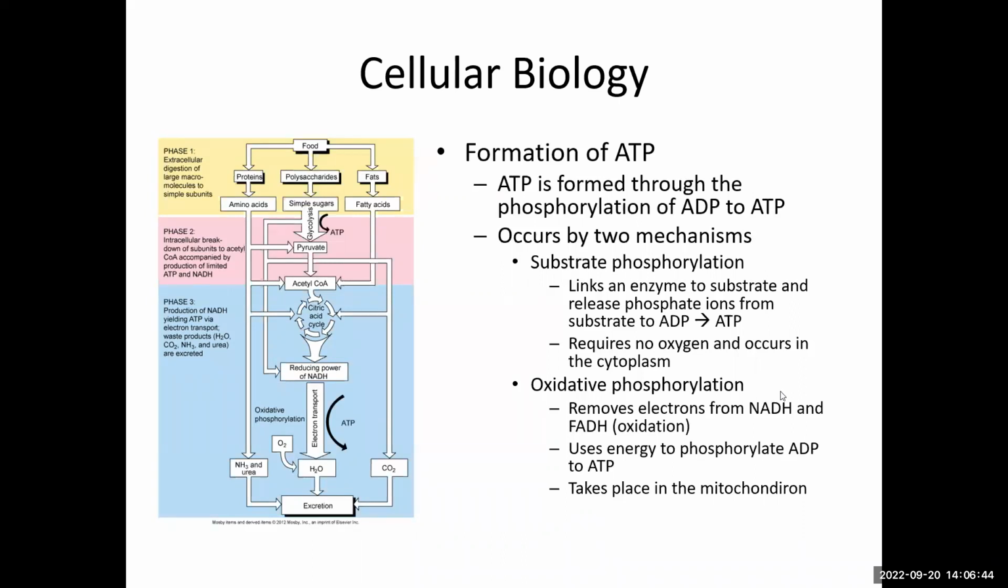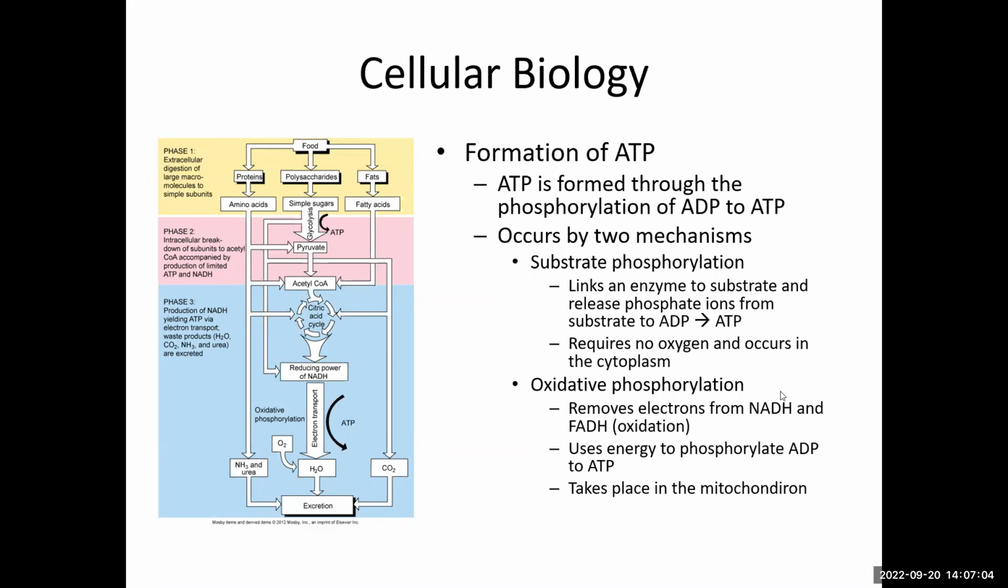This phosphorylation mechanism happens two ways, either through what we call substrate phosphorylation, where through an enzyme catalyzed reaction, we release a phosphate from a substrate and we give it to ADP. This requires no oxygen and is going to happen generally in glycolysis and the Krebs cycle.